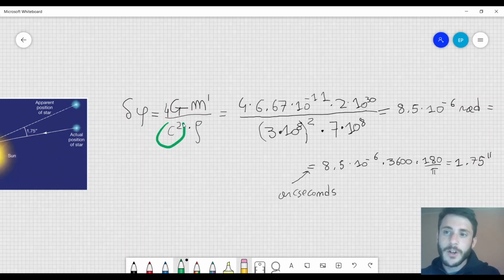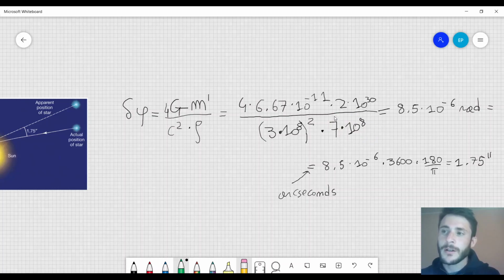Here you have the speed of light squared. Here you have the shortest distance of the light ray from the gravitational source. In this case it's the Sun. If we consider a light ray skirting the edge of the Sun, we can use this number here for rho. This is approximately the radius of the Sun, 7 times 10 to the 8 meters.